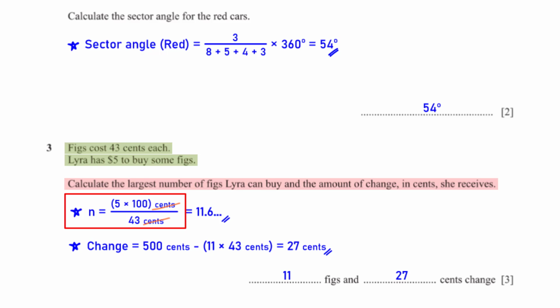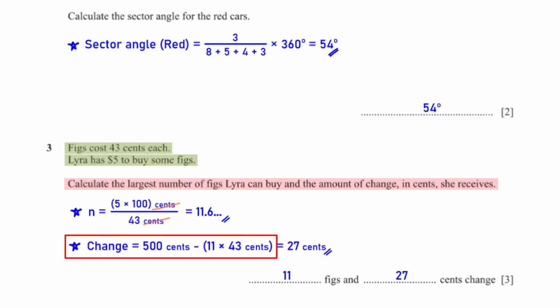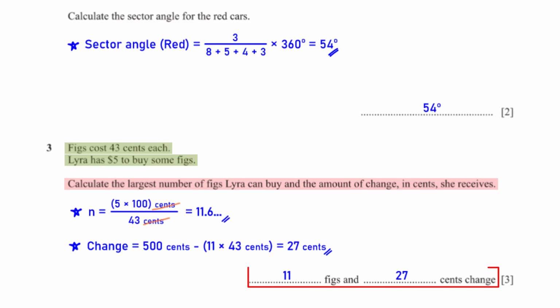We convert $5 to cents by multiplying 5 by 100. This gives us 11.6. This means Lyra can buy a maximum of 11 figs. To get the change she receives, we subtract the cost of getting 11 figs, which is 11 times 43 cents, from the amount she pays, which is 500 cents. This gives us 27 cents.